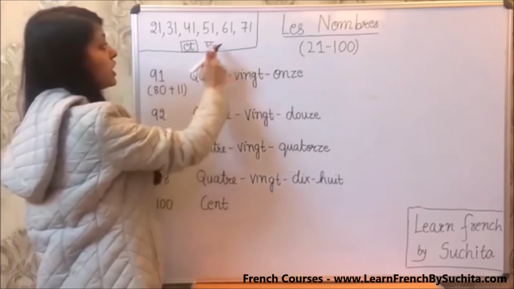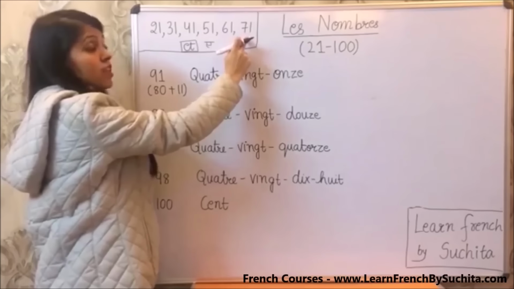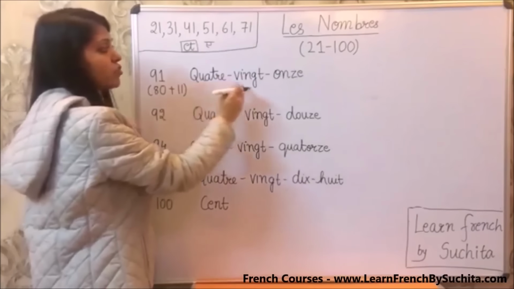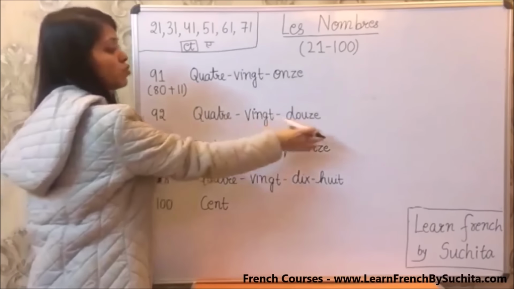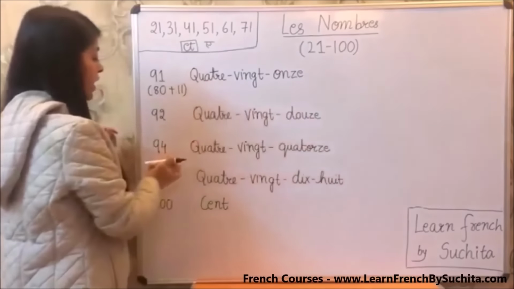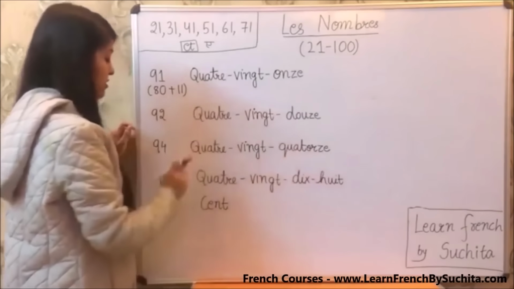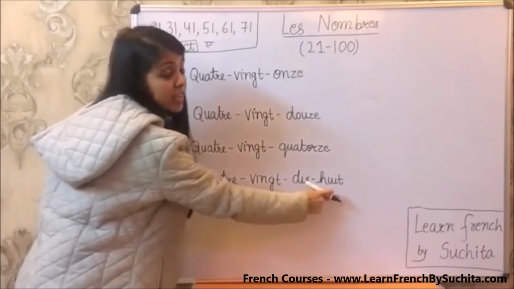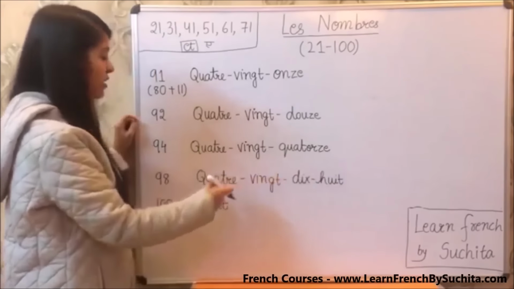Now here we do not write ET. Why? Because ET was just till 71. In 81 and 91 we do not write ET. So quatre-vingt-onze. 92, 80 plus 12. 94, 80 plus 14, quatorze. 98, 80 plus 18. So quatre-vingt-dix-huit. It's a long word.